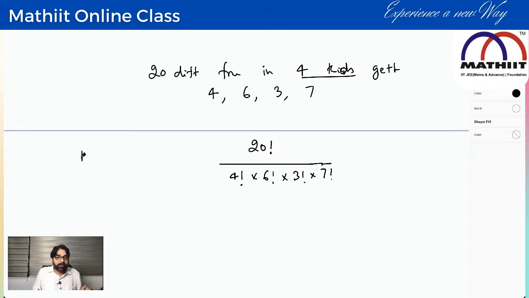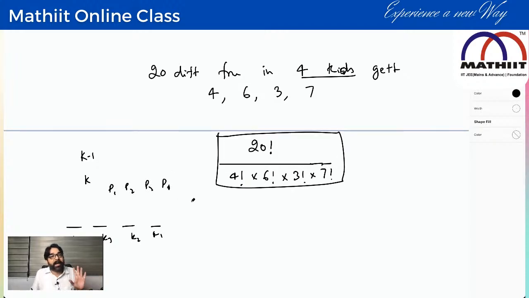Think carefully. Suppose there are kids K1, K2, K3, K4. And I'm having packets. How many packets? 4 packets: P1, P2, P3, P4. And this packet making process has been done. Now these packets have to be placed with the kids.